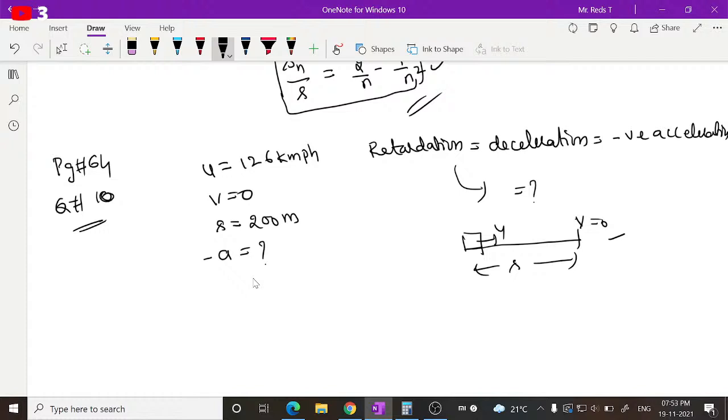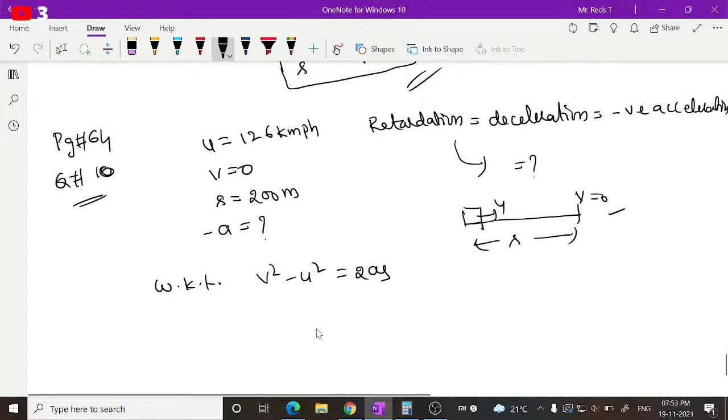So we know that v square minus u square is equal to 2as, right? Here v is 0, u is given in kilometer per hour, but if you see, the options are given in terms of meter per second square. That means you have to convert all this into SI units. Velocity into meter per second, the distance anyway is given in meter. So let us see how to convert this.